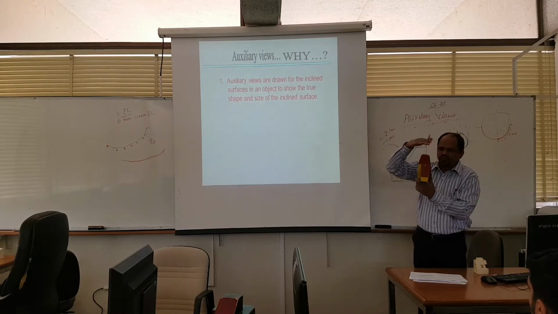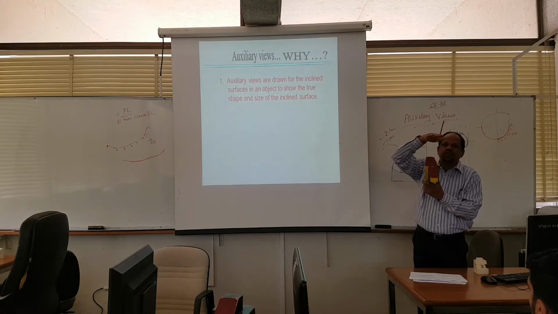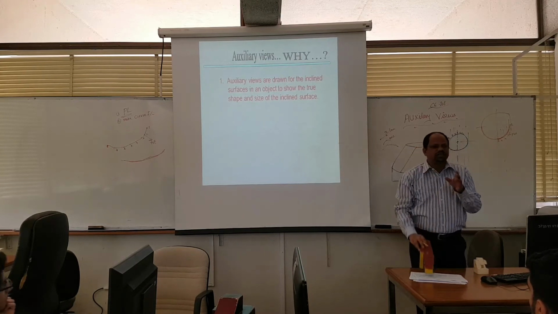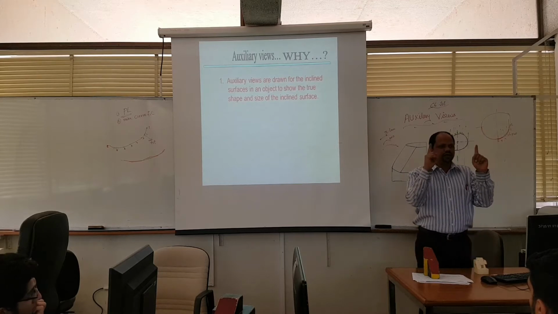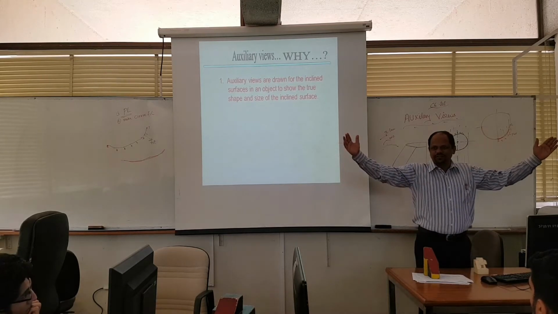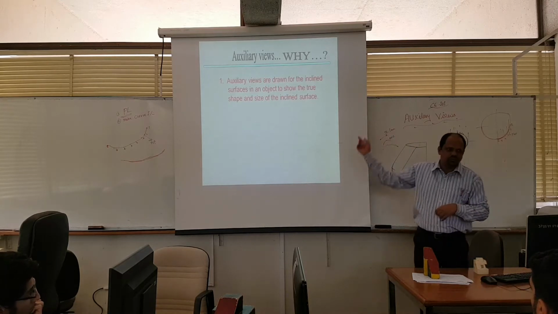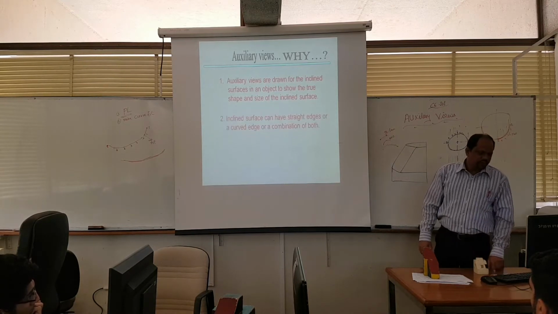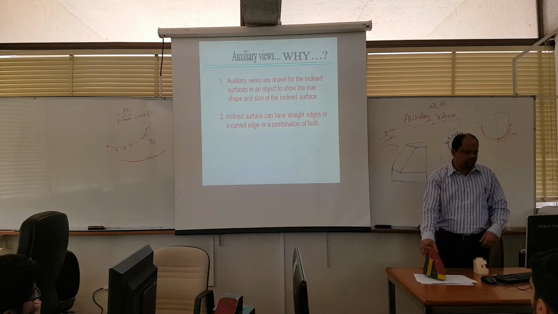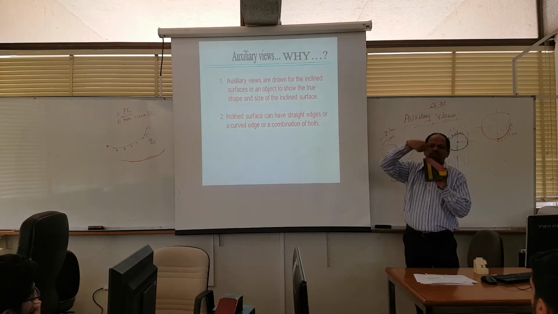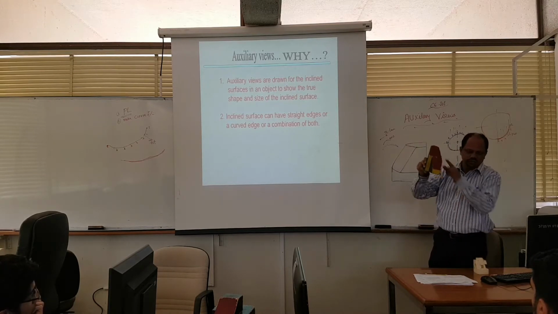Why? Because in the top view and the front view, what we draw is not the exact size. See, the shape can be the same. A rectangle is a rectangle whether it is this size or this size, isn't it? But size matters, different sizes. So shape and size both matter here. An inclined surface can have straight edges or curved edges or a combination of both. Okay, this can be straight or this.